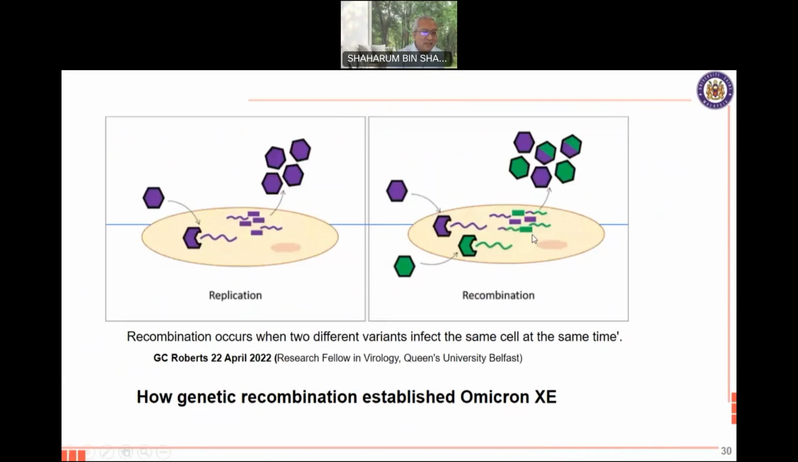So this is just to show how the recombinant occurs in the cells where 2 different Omicron variants get together, and then there will be a recombination. Simplified here, you can see the mixture of the green and purple colors, how they go into encapsulation into the components of the virus, and after that are released into the environment of the human cells.